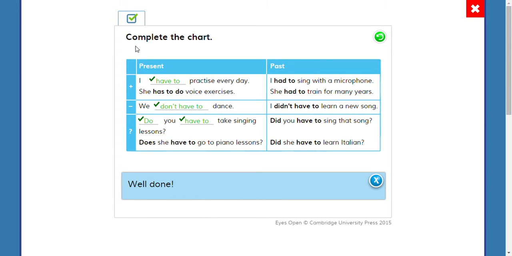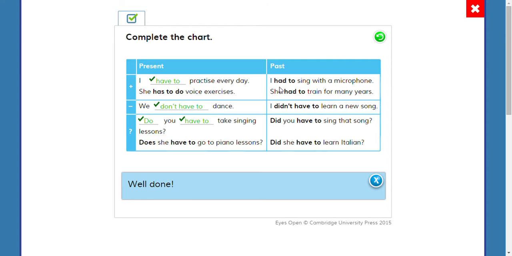Listen. In this part, the grammar box shows you present and past. But remember that the main verb is have to. It could be in a normal way like I, you, we, and they, or in the third person, he, she, it, has to. Also remember, when you use have to, you need to add a second verb in the present, normal form. Do you have to take singing lessons? And there is another verb. You can use the present and the past.